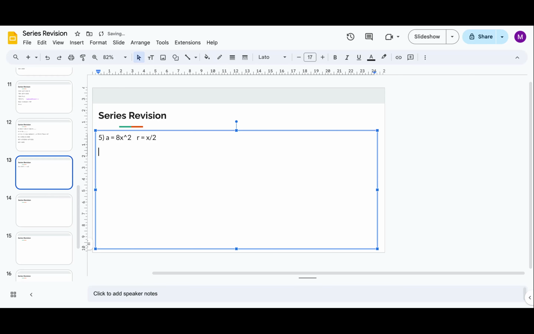Okay, the general term of a geometric sequence is equal to a times r to the power n minus 1. And for the general term of this sequence that they've given us over here, it will be our a value, which is 8x to the power of 2, times our r value, x over 2, and all of this to the power of n minus 1.